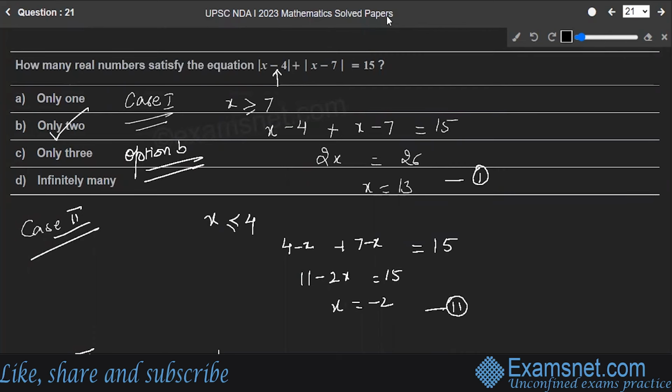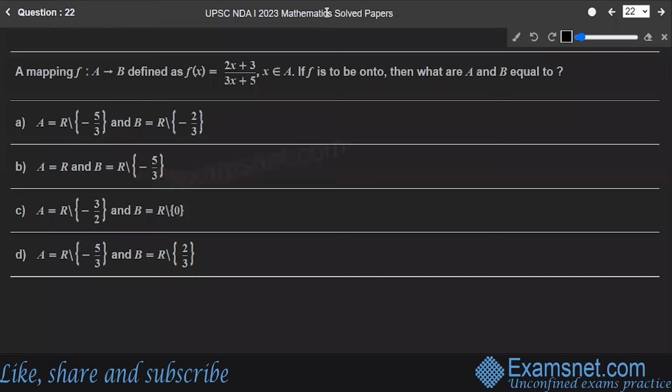Hope you got this. Let's move to the next question. Question number 22. A mapping f from A to B defined as f(x) is equal to this equation where x belongs to A. If f is to be onto, then what are A and B equal to? First of all, you need to understand what is the onto function. I hope you know this. Let's discuss it once again.